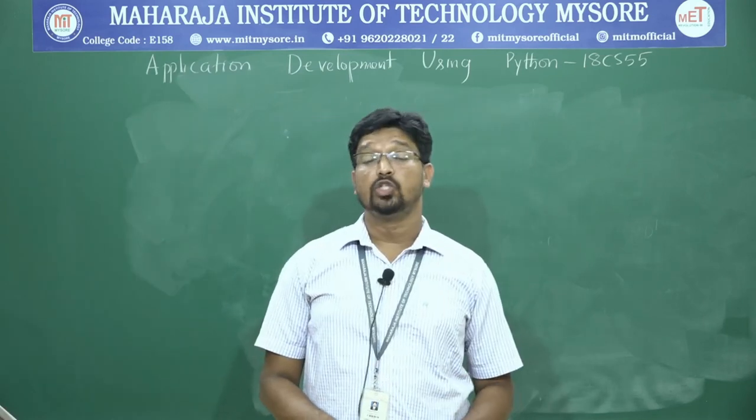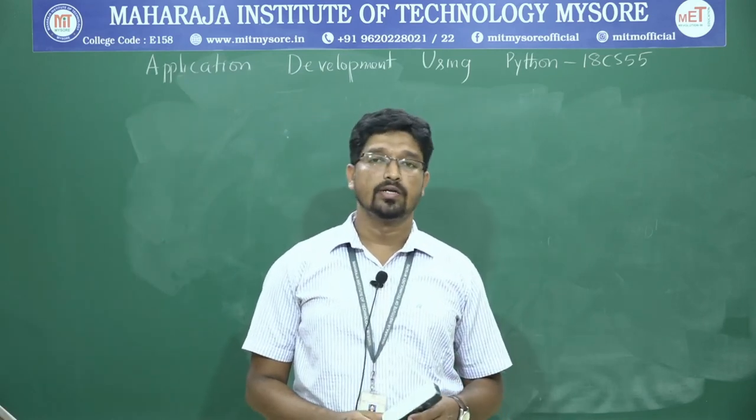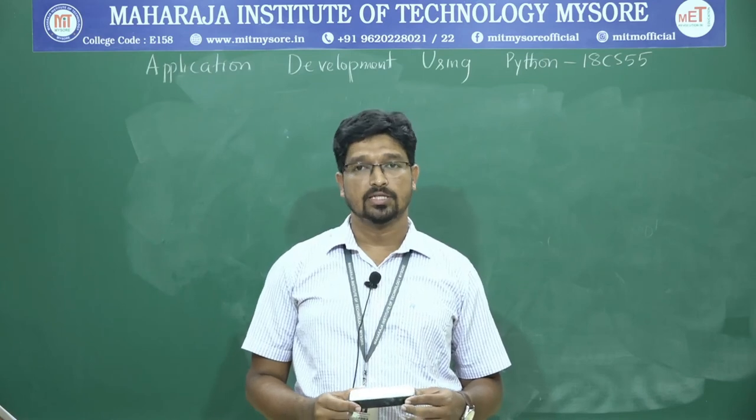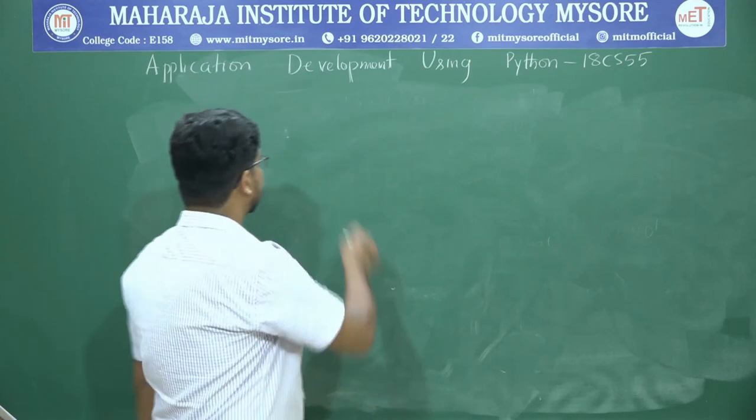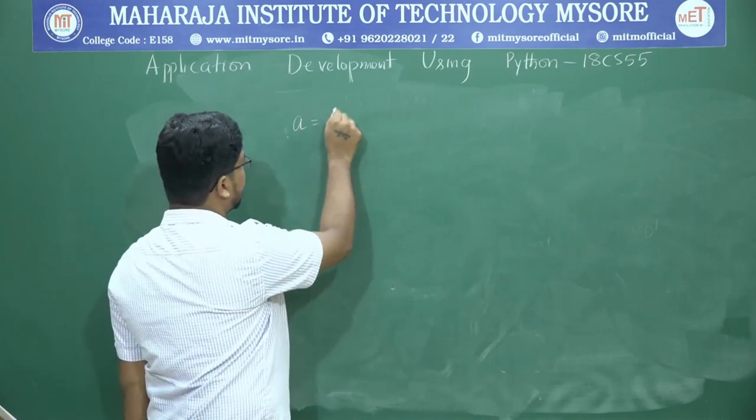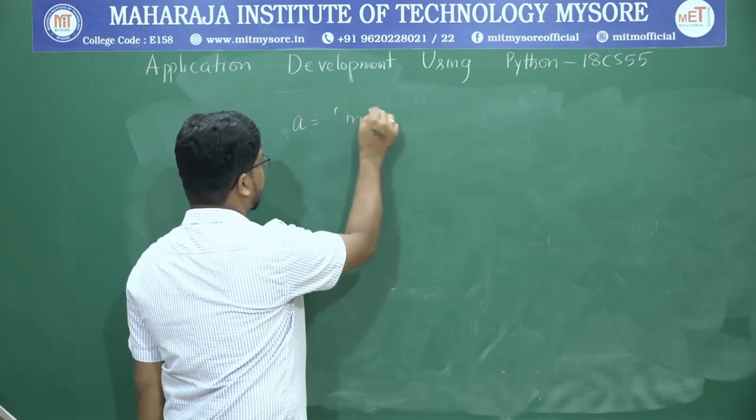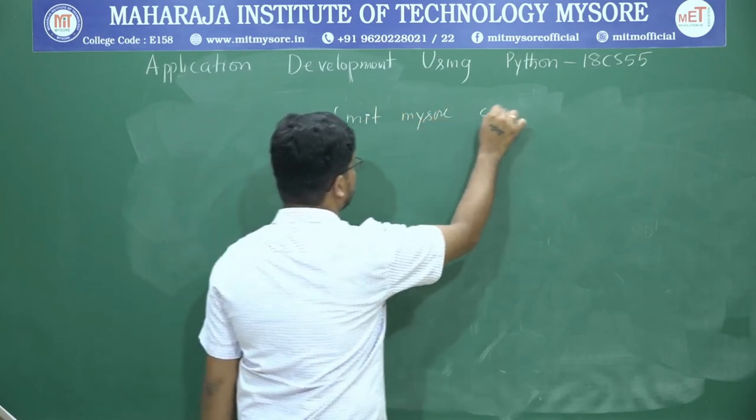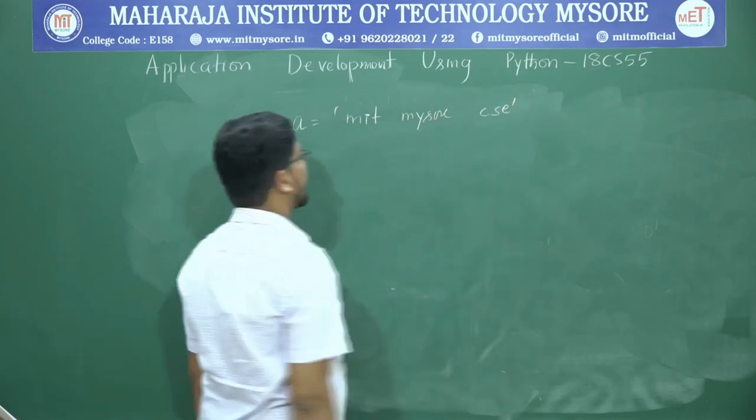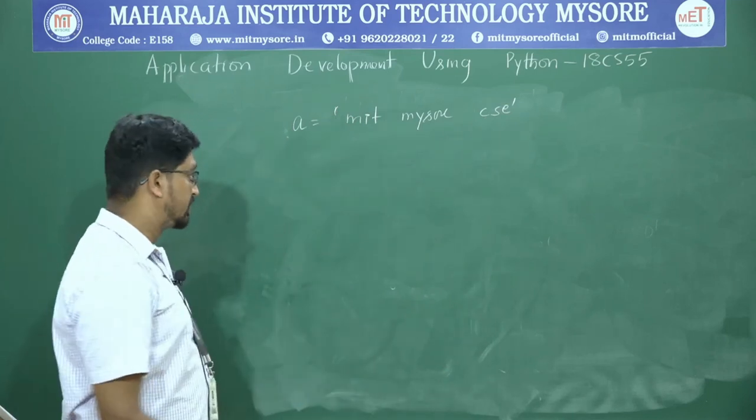Okay, next we have join and split methods in string. Let us take split. Let us consider A is equal to, I will take MIT again, MIT Mysore space CSE.